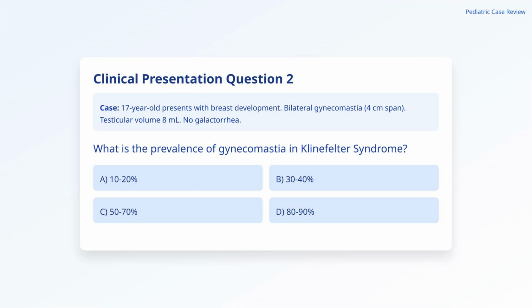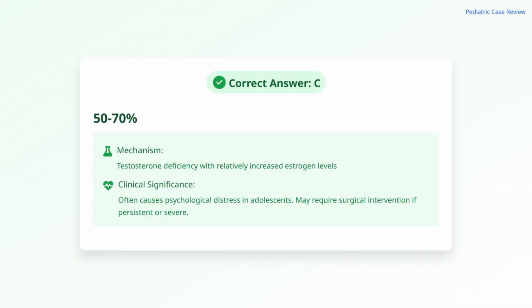Option A, 10 to 20%. Option B, 30 to 40%. Option C, 50 to 70%. Option D, 80 to 90%. The correct answer is C, 50 to 70%. Gynecomastia affects approximately half to two-thirds of males with Klinefelter syndrome.